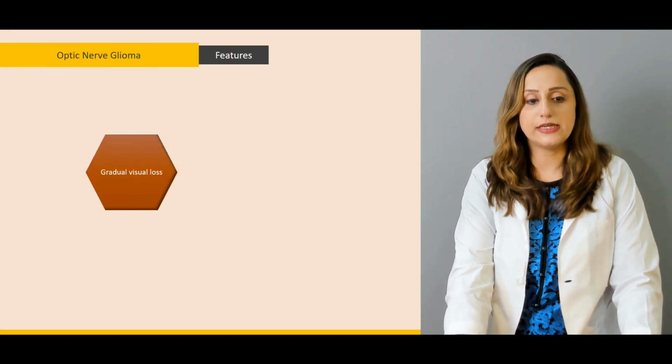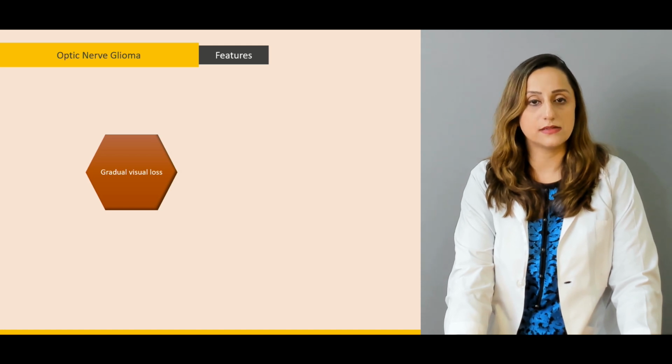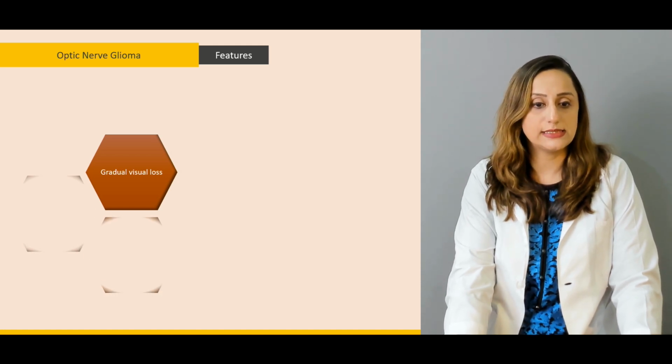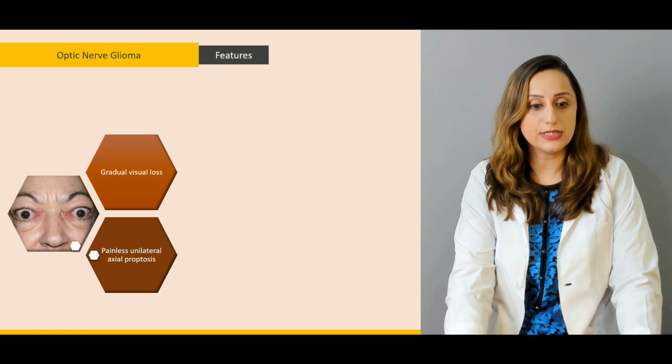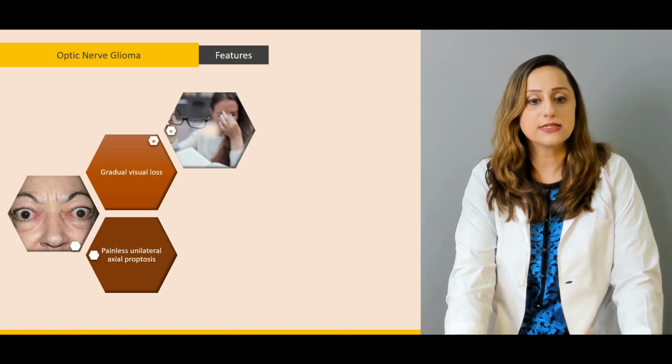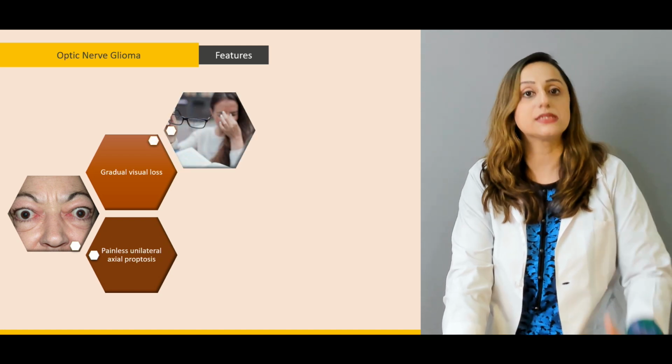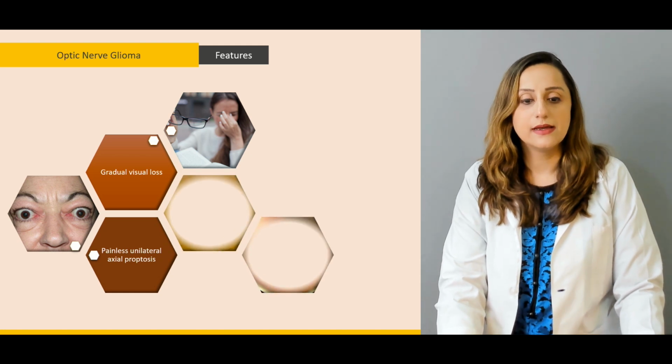The features over here would consist of gradual visual loss in these individuals, and then the patient would be having a painless unilateral axial proptosis due to the pressure effects of a mass which was located in the apical portions.